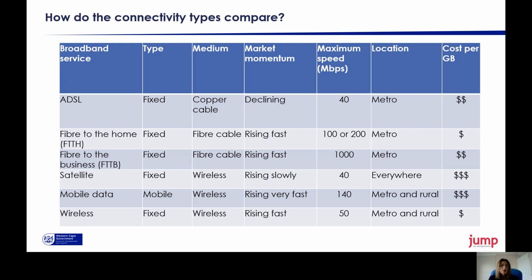The satellite is also rising slowly, at 40 megabits per second, and it's a little bit more on the higher end, as well as your mobile data when you are comparing. So bear that in mind when you're looking at those options. And then wireless, probably sitting on a par in terms of cost with fiber to the home, but from your speed perspective, a little bit lower. It will vary from provider to provider and location to location, but this is generally just to give you a general average idea.